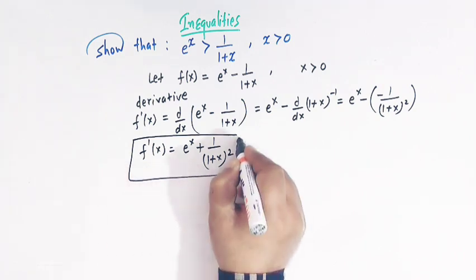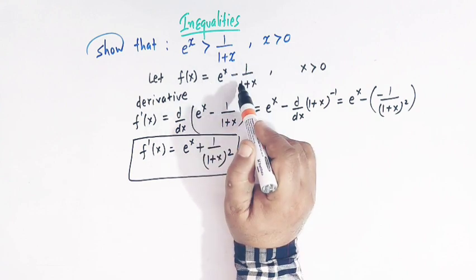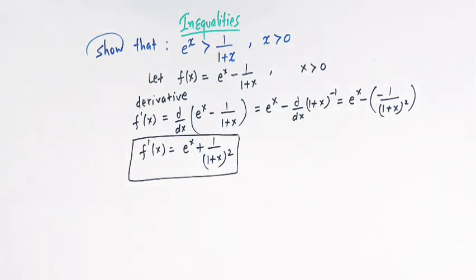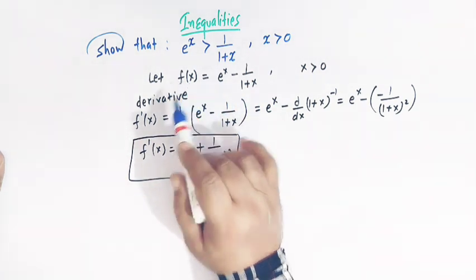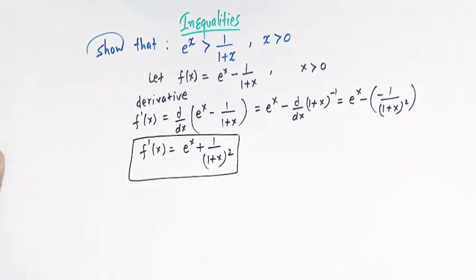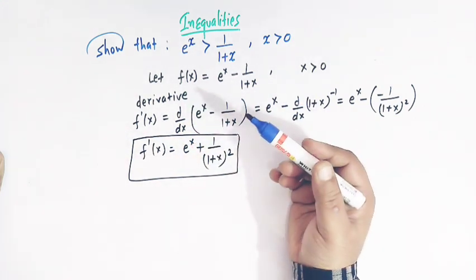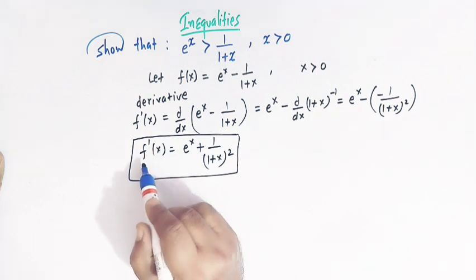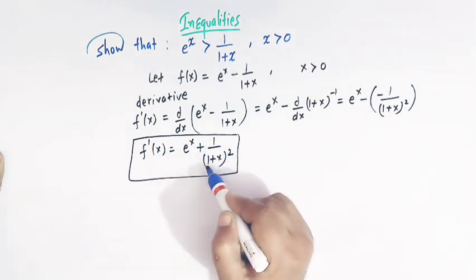So whenever we prove these kinds of inequalities, we first frame a suitable function, and then we find the derivative of that function, right? So now our next aim is to test this function f of x for increasing or decreasing function, right? In order to test a function for increasing or decreasing, we take the derivative, right? So now see, here f prime of x is equal to e raised to x plus 1 over 1 plus x whole square, right?